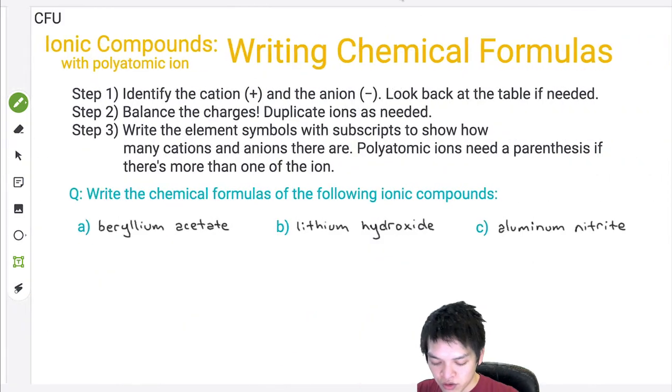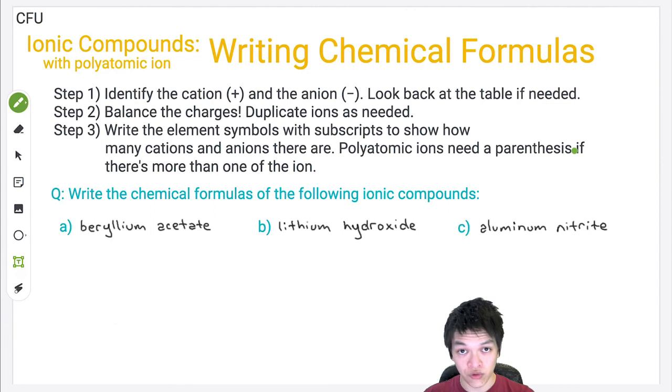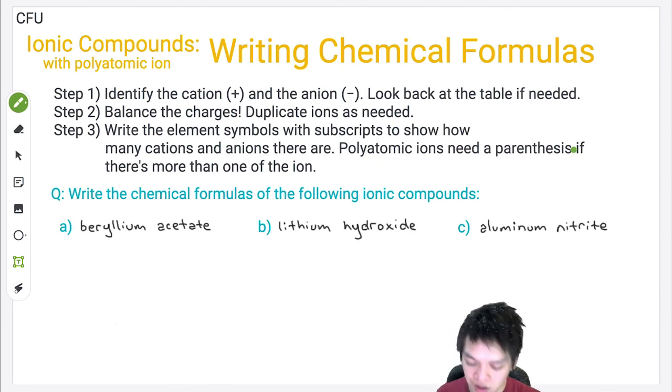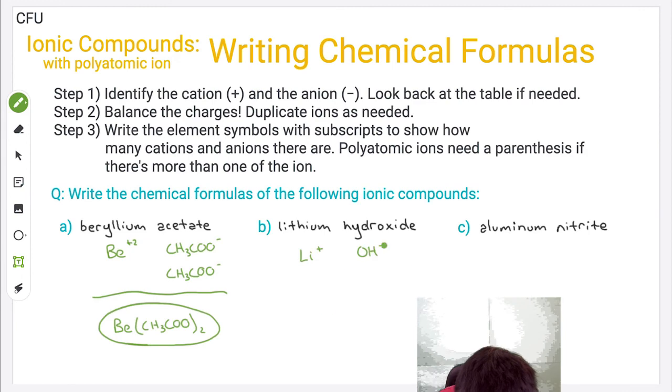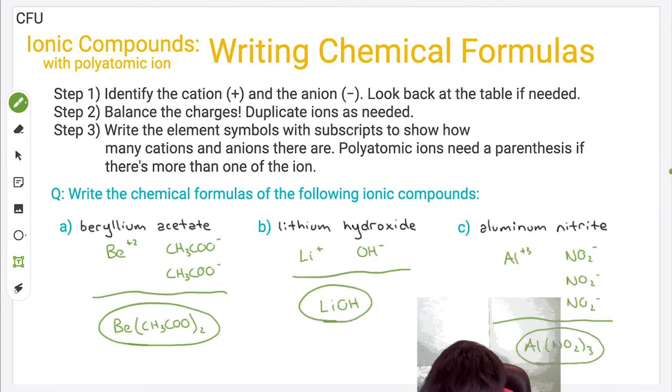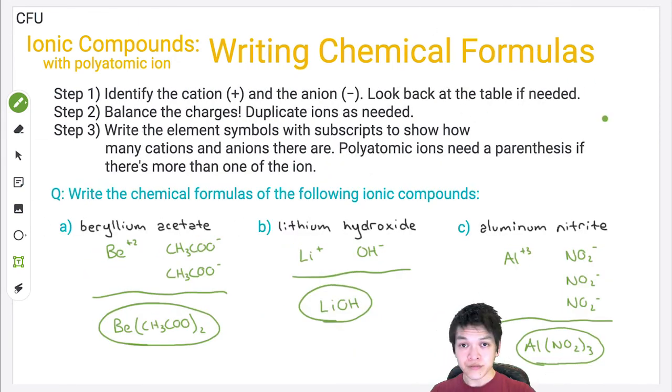Okay, here's the last page. This is just 3 check for understanding questions. I want you to pause the video and give this a try, and resume once you have tried it and see if you got it correct. Alright, here are the answers.